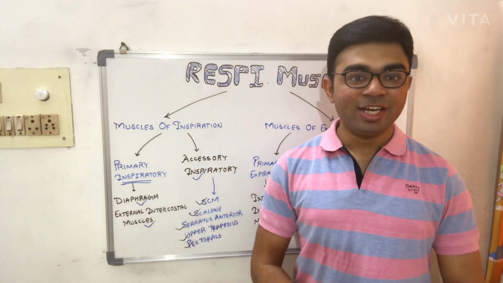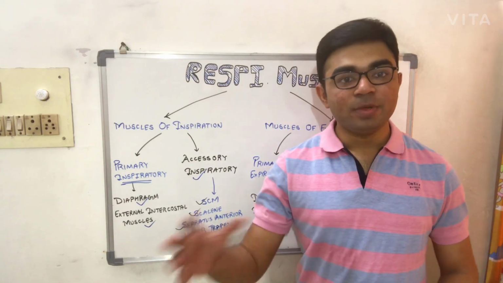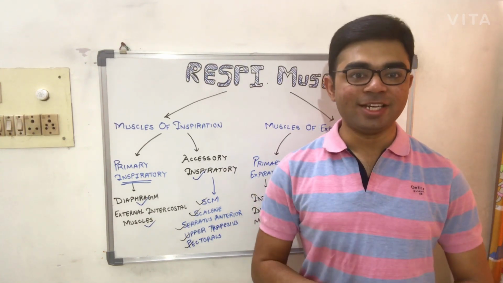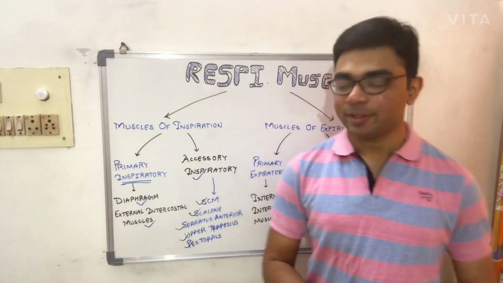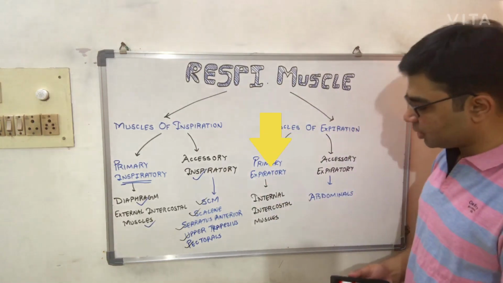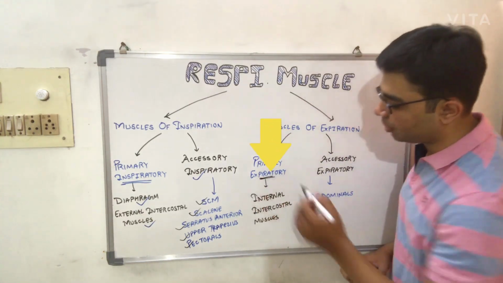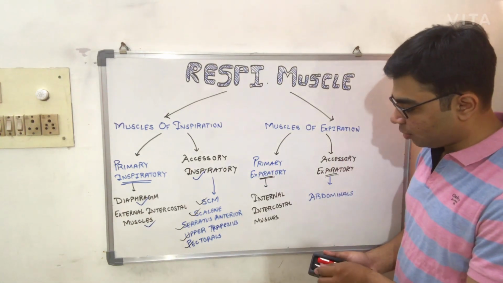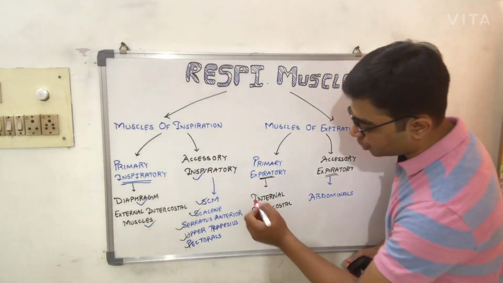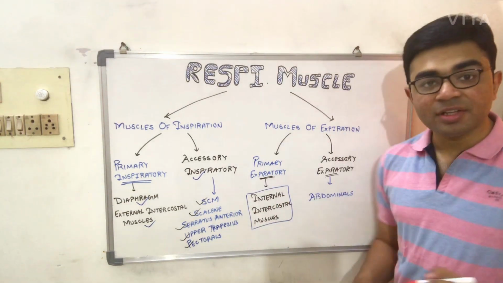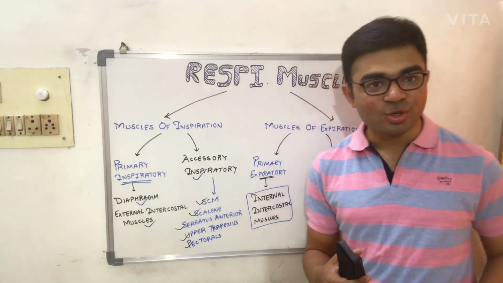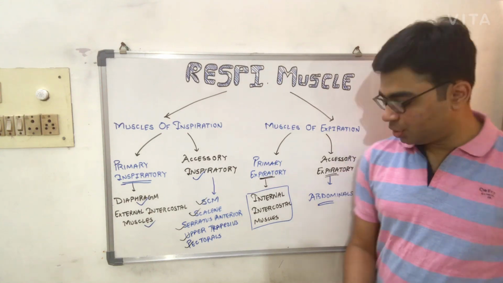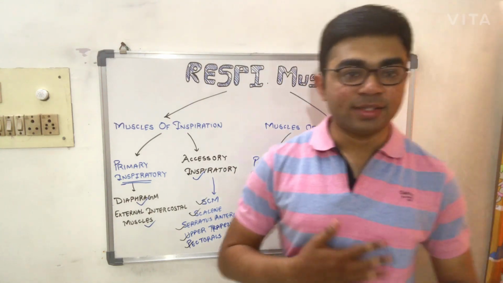Now the next category of respiratory muscle is expiratory muscles. Same as inspiratory, we have two subcategories: primary expiratory muscles and accessory expiratory muscles. The primary expiratory includes the internal intercostal muscles, which lie deep to the external intercostal muscles. The accessory expiratory includes the abdominal muscles, in that the rectus abdominis.